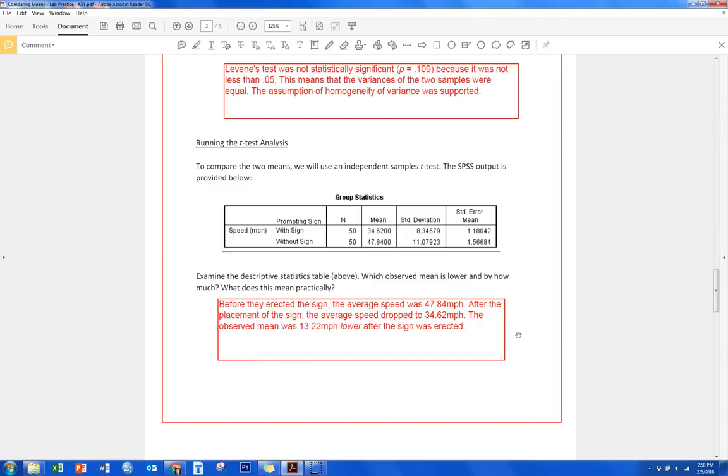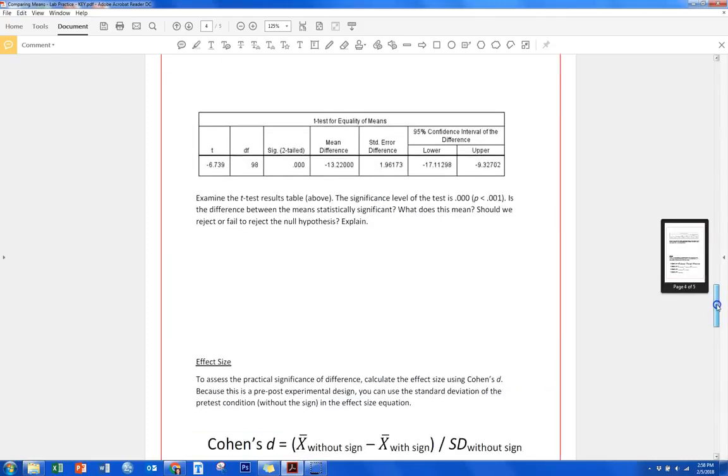So practically speaking, the average driver is now going the speed limit of the town rather than going way over the speed limit. So we want to make a note of that. After the sign was placed, the average driver traveled the speed limit through the town. So it appears that it worked. They were going too fast before. Now they're going under the speed limit. So far, so good. Right.